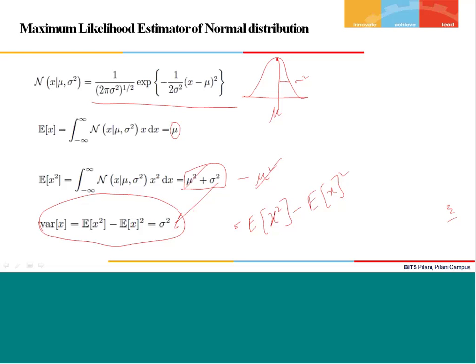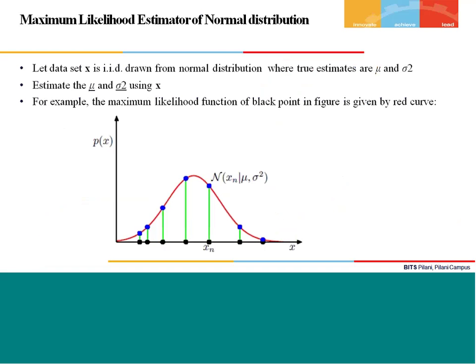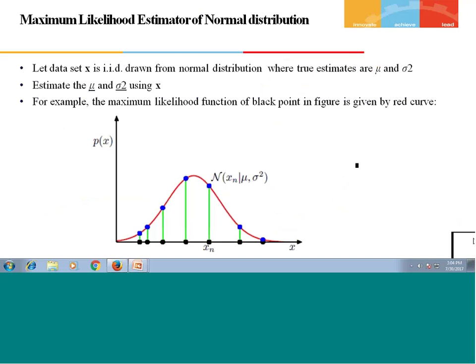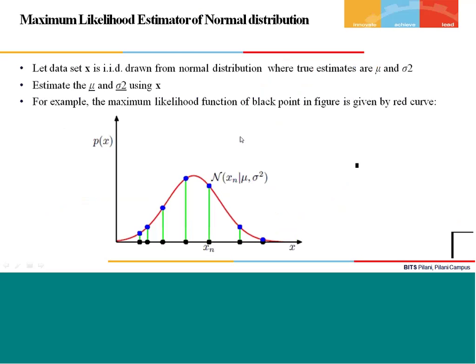Now what is the maximum likelihood estimate of the normal distribution? Just a small correction: this is this. So the maximum likelihood, I told you yesterday, what is IID? It's independent, identically distributed data. So let's say data set X is IID drawn from a normal distribution where the true parameters are mu and sigma square. So let's assume that I had some normal data.